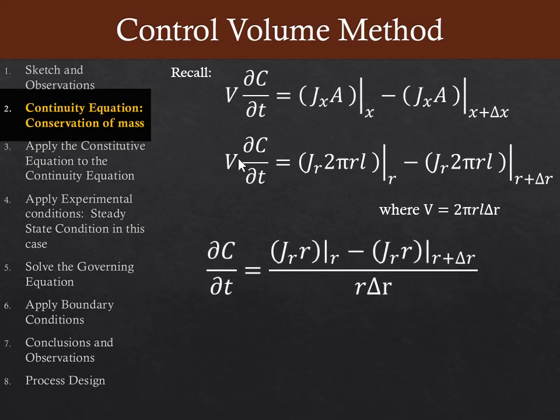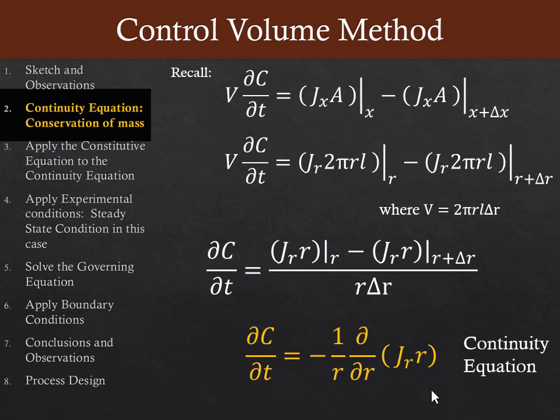So if we go ahead and divide through by the volume, you can see the 2 pi and the L's are going to cancel out of these terms. We're still going to have the R delta R left from the volume, so that's here. And we still have the R that's inside of our evaluations. So we can't pull those out. Okay, so we have to keep them like that.